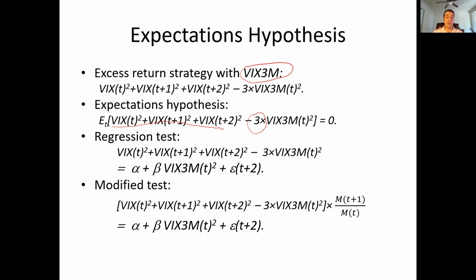So the natural way to nest the expectations hypothesis with an excess return strategy is to do a linear regression. And this is the analog of Stein's linear regression. We regress future variance in excess of 3 times the 3-month VIX variance on the 3-month VIX variance today. Okay. If you believe the expectations hypothesis, then this beta coefficient should be 0.